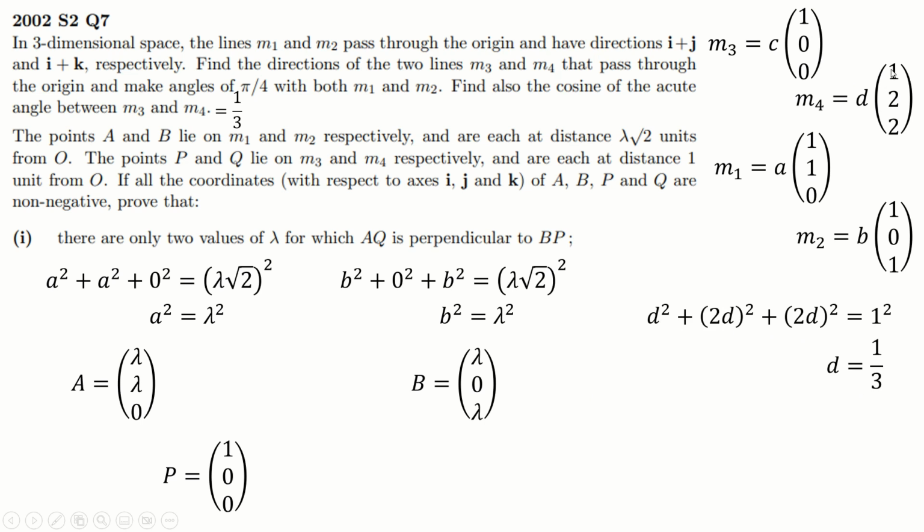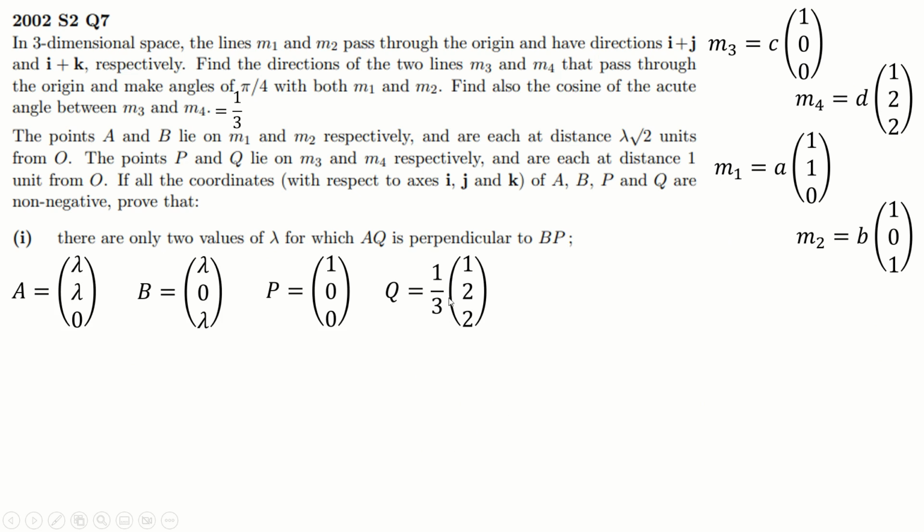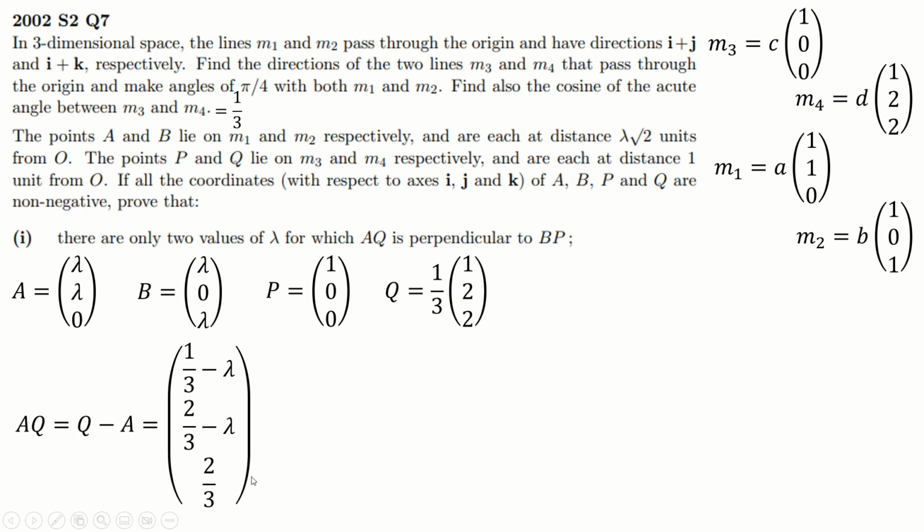So therefore, this is at 1/3, 2/3, 2/3, which is our point Q. So those are all of our points. And now we're being asked to show that there are two values of lambda for which AQ is perpendicular to BP. So AQ is, of course, the vector Q minus A, which is this. It doesn't actually matter which direction I put that in, but it's okay. And BP is P minus B, which is this, a bit easier.